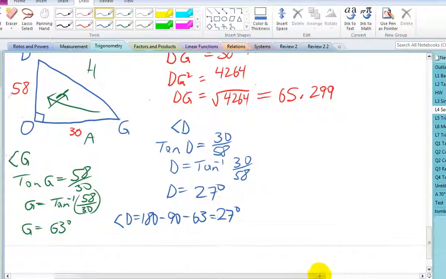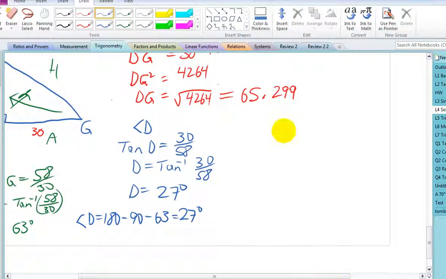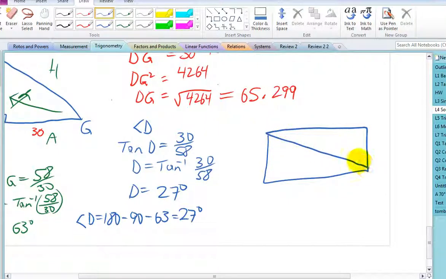Now, there's a couple other things. Here's your rectangle. Which angle is smaller, A or B? No. Angle A is smaller. So when it tells you to find the smaller acute angle, look at the diagram.